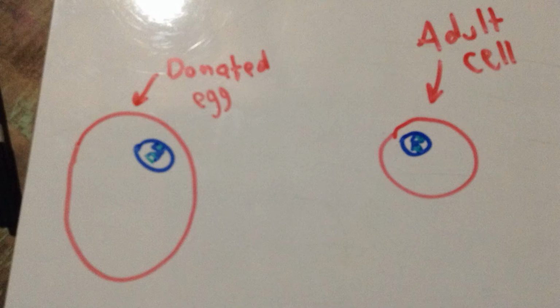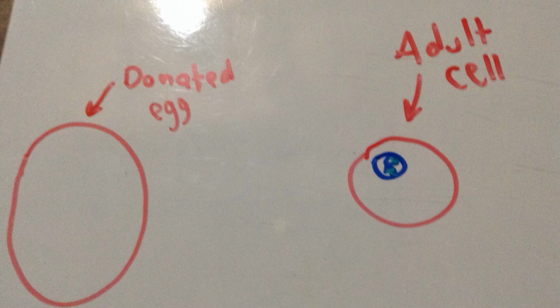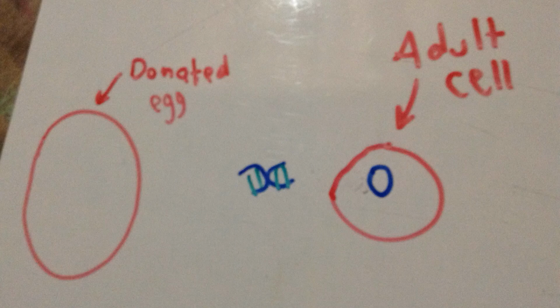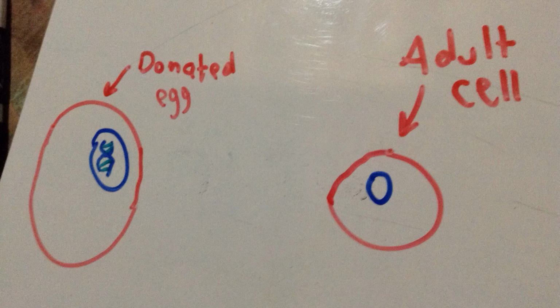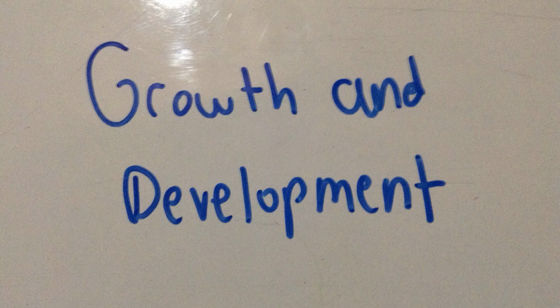In this process, the DNA is removed from a donated egg. An adult cell is taken from the organism being cloned. DNA is taken from the cell's nucleus and put into the donated egg's nucleus. The newly modified egg is then artificially induced to create an embryo and is placed in the uterine environment. The normal development then occurs and a clone is born.